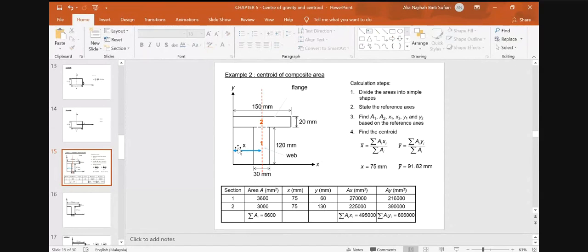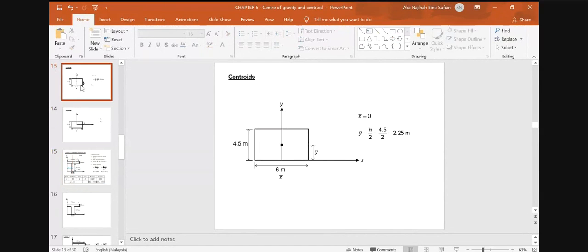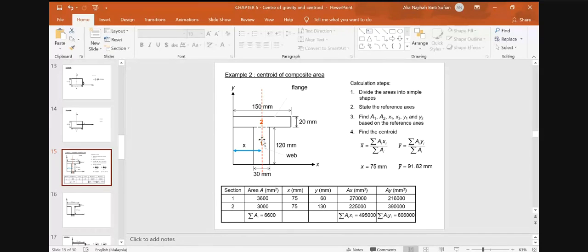Okay, the distance is measured from the dotted line here to the y-axis. So it is 75 millimeters. It's the same with section number 2, where we measure the x bar from the dotted line here to the y-axis.